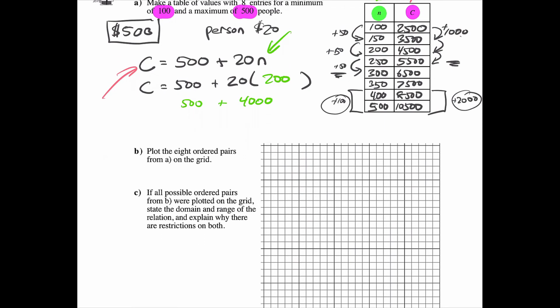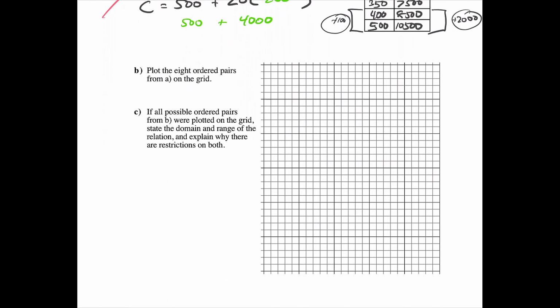Now it says plot the 8 ordered pairs on the grid. So besides doing that, I'm going to just set this up properly. So right here, this is going to be our x axis, and right here, this is going to be our y axis. So this is going to be y, and this one is going to be x. X is our input, which in this case is actually n, and y is the output, which in this case is actually uppercase C.